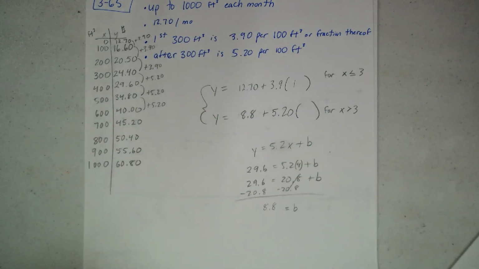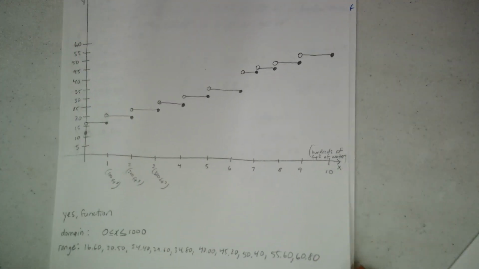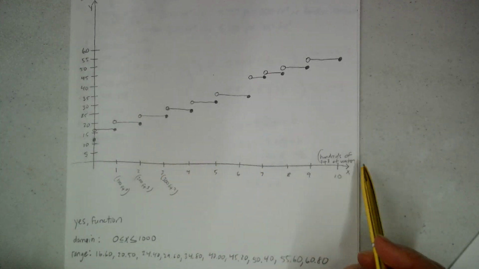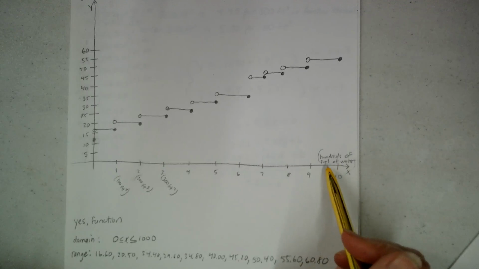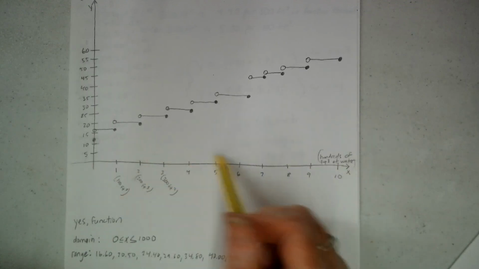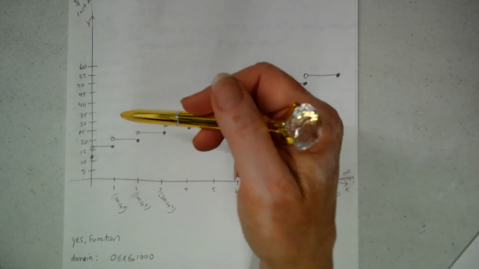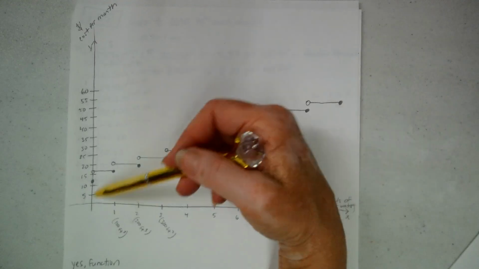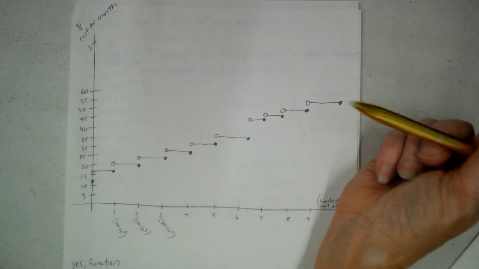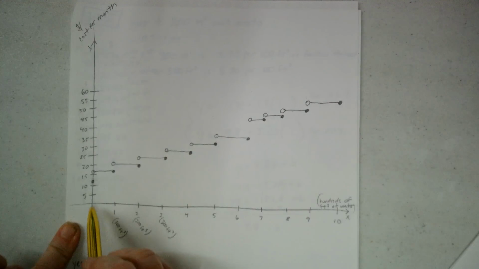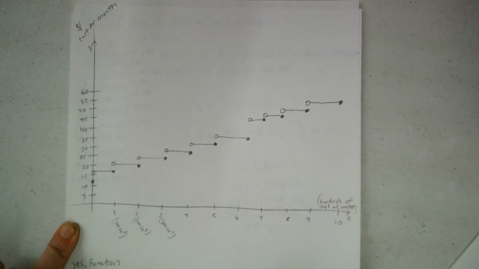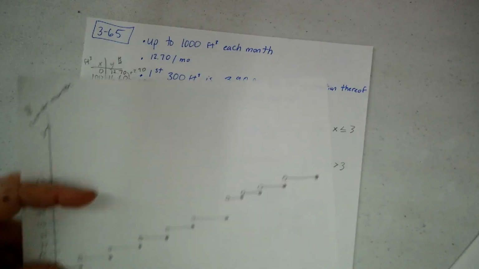Now I'm going to graph it, because that's what they originally wanted me to do. My graph does not look very lovely. I graphed hundreds of cubic feet of water on the x-axis, and the cost per month on the y-axis. These are just dollar amounts here. If they don't use any water at all, it still costs $12.70.